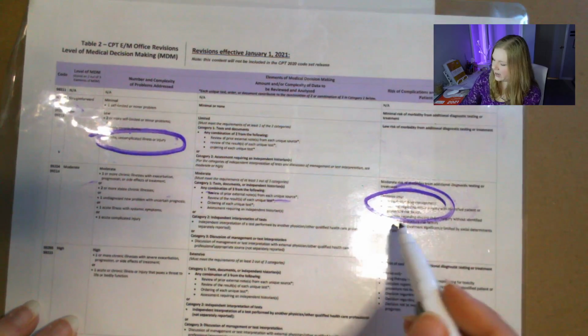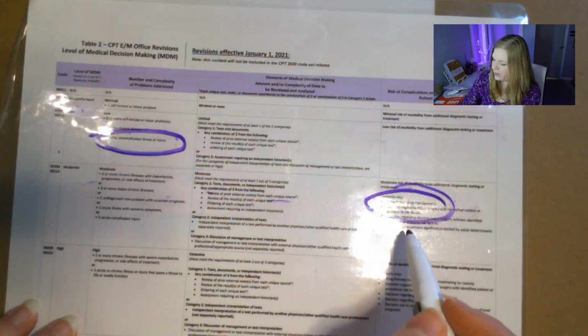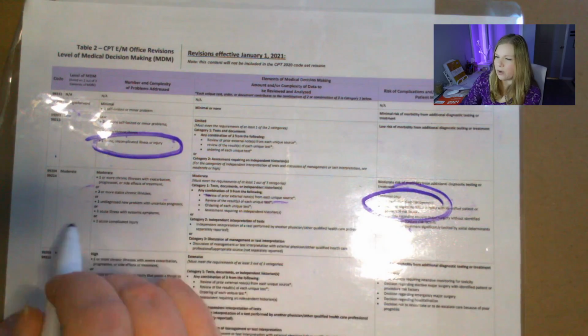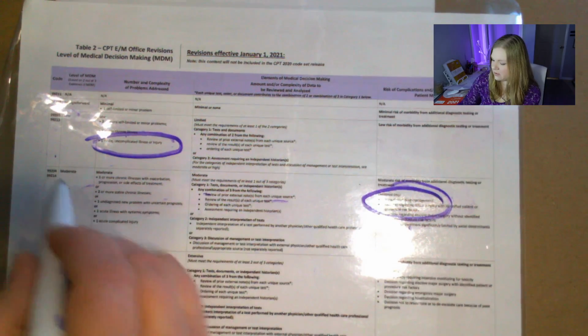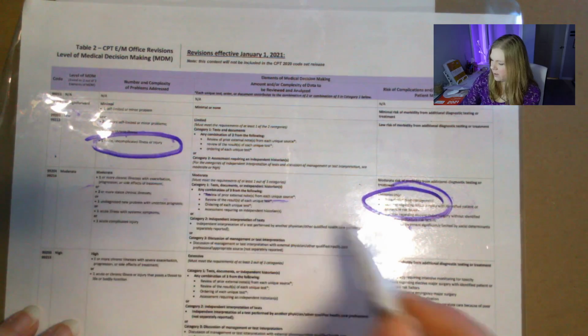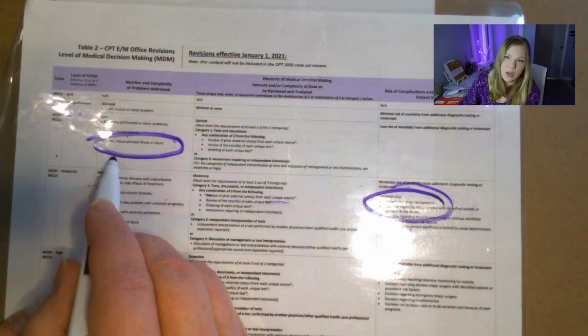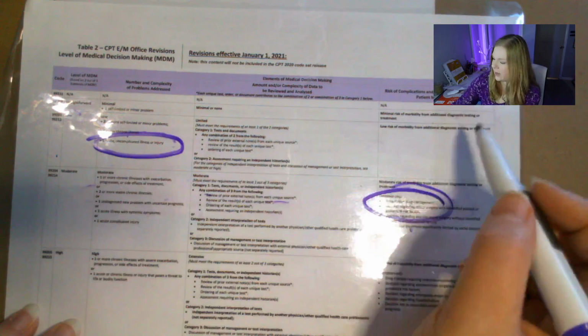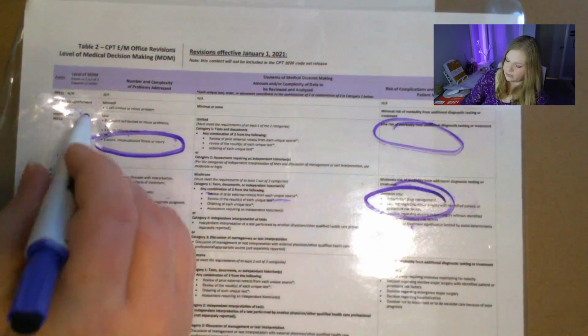So in that case, we've got 1 in this row, but we don't have anything else to meet that level 4 criteria. But we still have at least 1 acute uncomplicated illness or injury, and we have at least a low risk, so we can still meet the criteria for a level 3 visit.